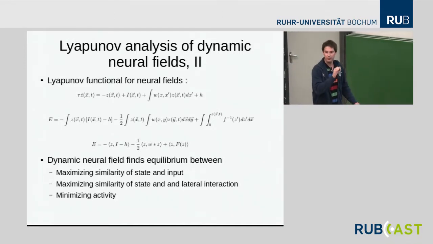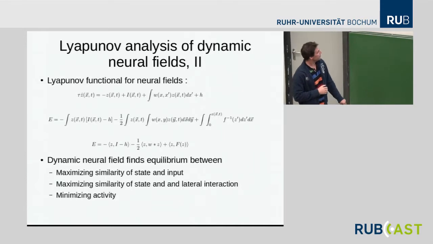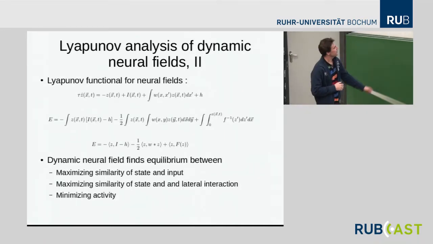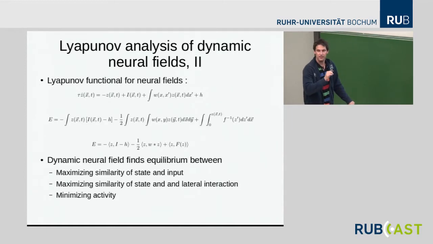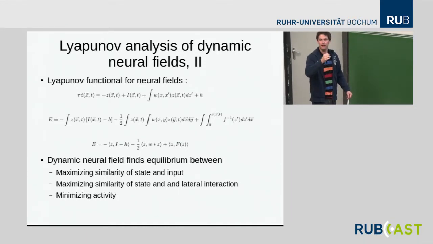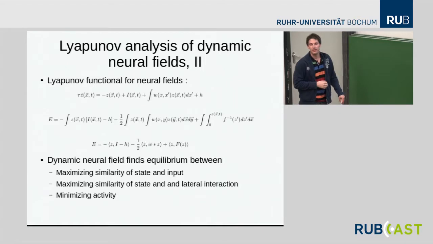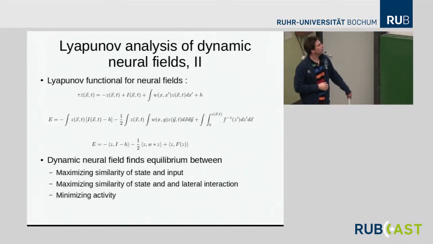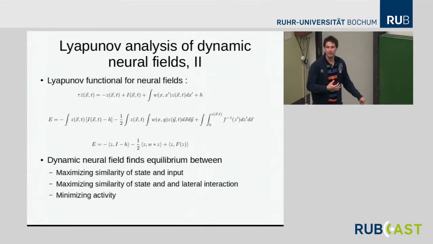First is the similarity of state to input. The second one, and this is the tricky term, is the similarity of state to the lateral interaction generated by that state. In other words, how compatible is the current state with lateral interaction? And the third term is basically the scalar product of z and a monotonous non-decreasing function of z. This is always a positive term, which will be high if activity z is high. And this energy is minimized during the normal course of dynamics.